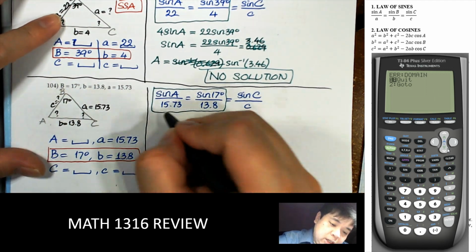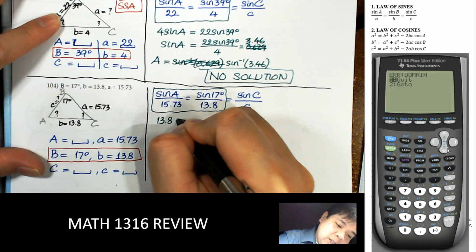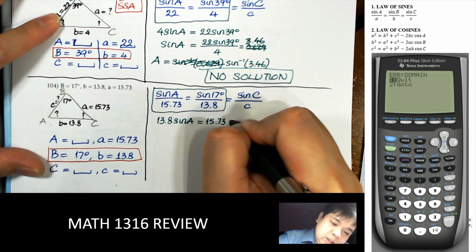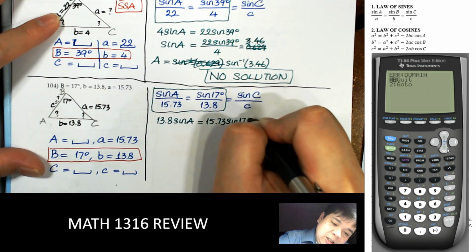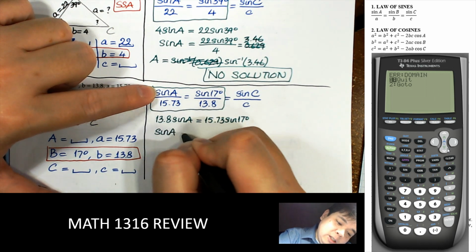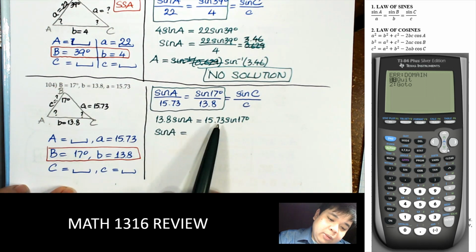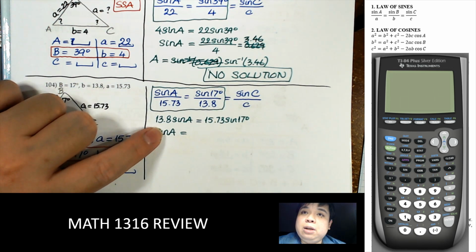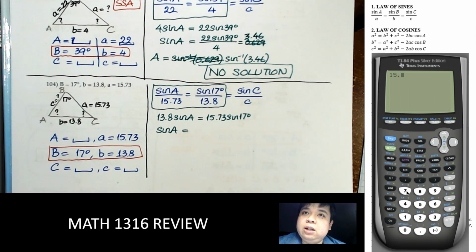Cross multiply. 13.8 sine A equal 15.73 sine of 17. So that cross multiply. Now we solve for sine A. So pretty much this divided by 13.8. Just hit enter to quick. 15.73 divided by 13.8.